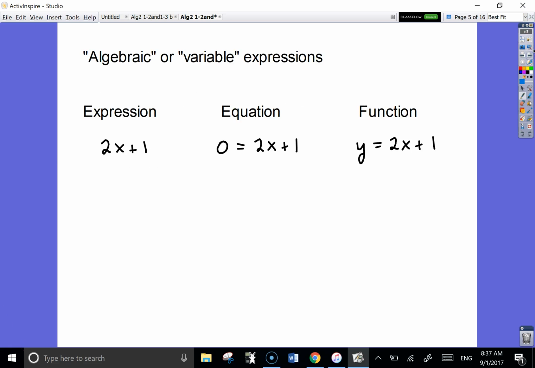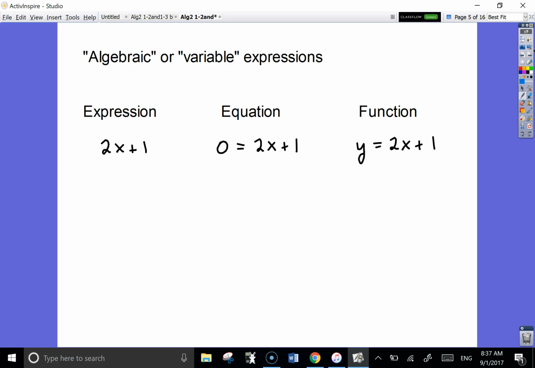Okay, let's go ahead. Then we get to the next section, which is called algebraic expressions. Well, sometimes you'll say variable expressions, right? A variable is an unknown quantity, usually represented by a letter. Usually that letter is x, but not always. And the best way to explain what an expression is, is to explain what it is relative to what is an equation and what is a function.